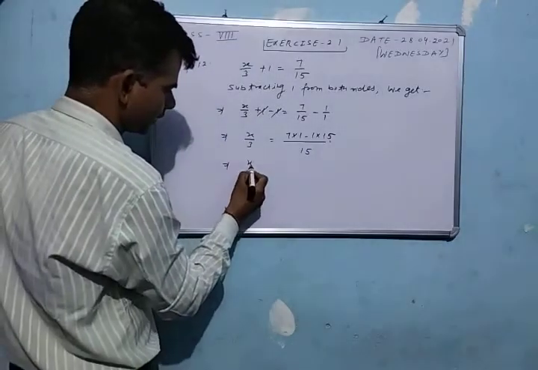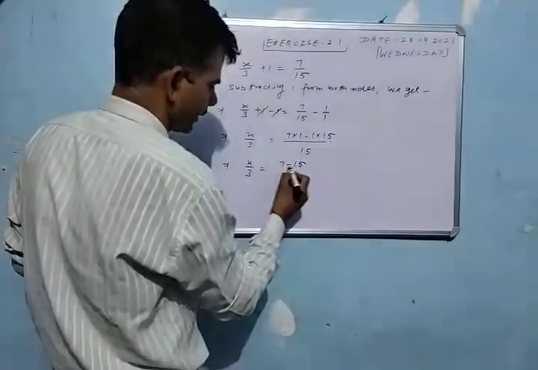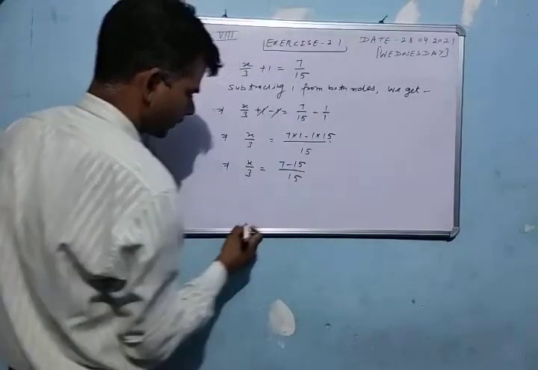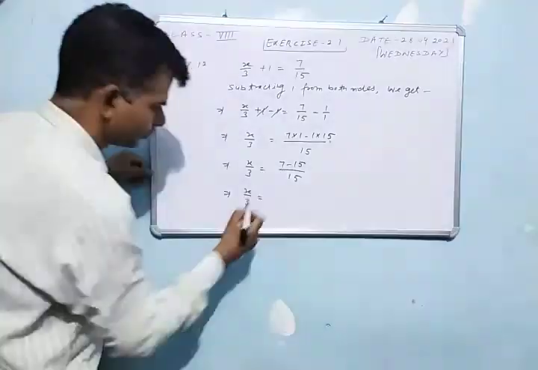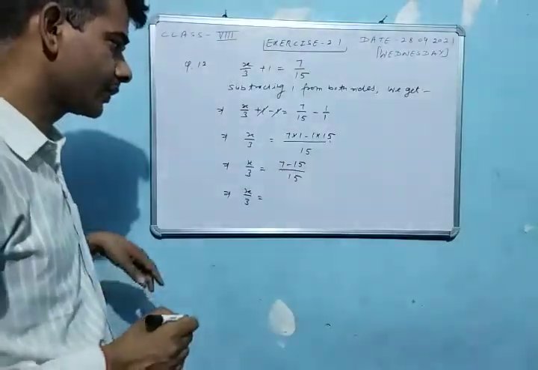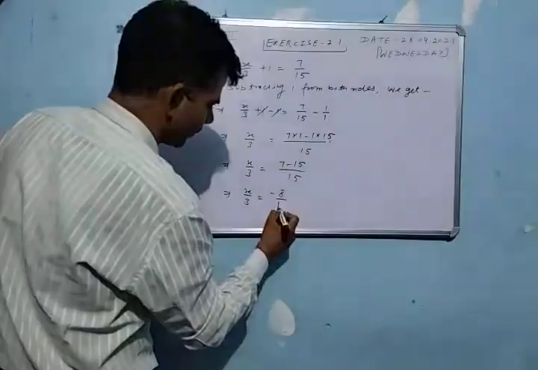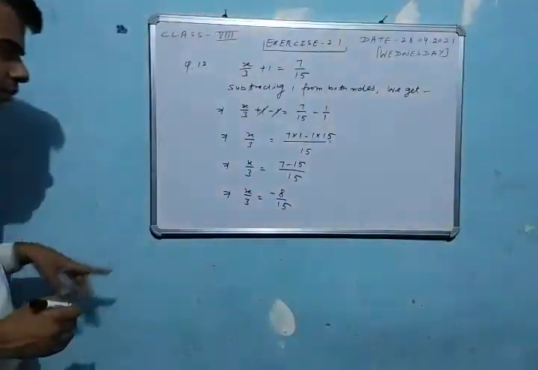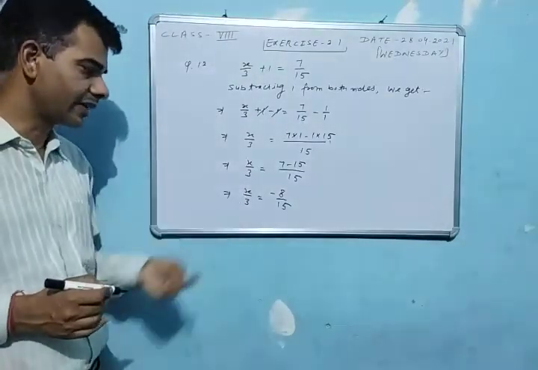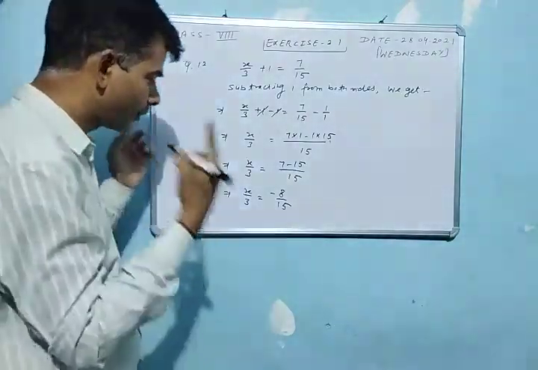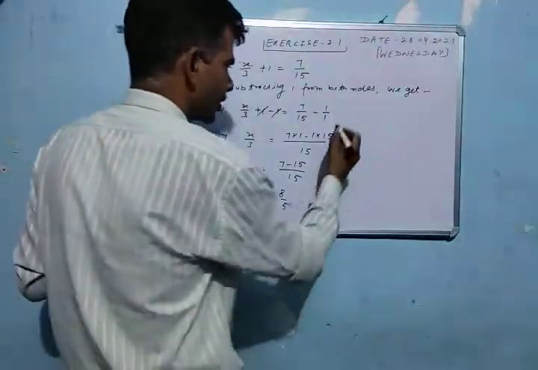Now students, x/3 is equal to (7 - 15)/15, that is -8/15. Now students, we have to find the value of x, and x is divided by 3, so multiply both sides by 3.